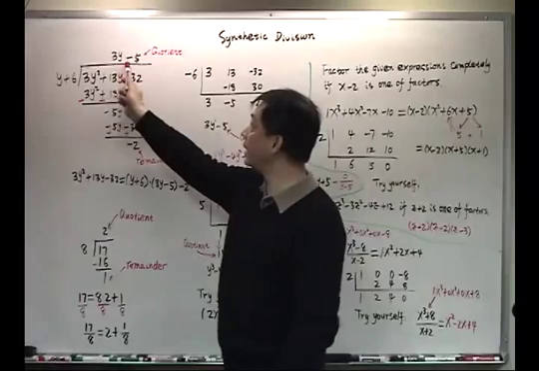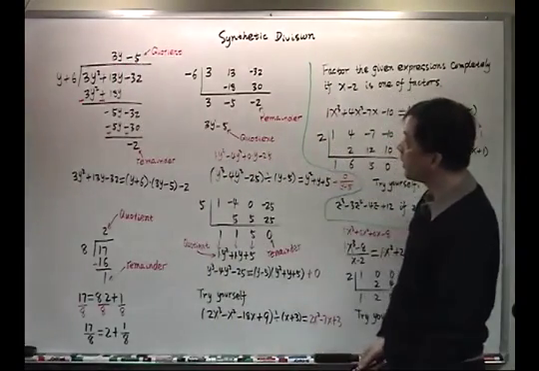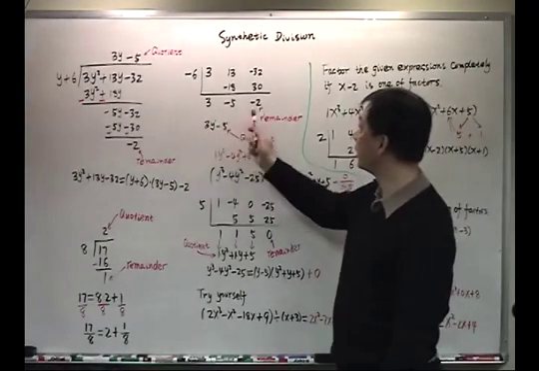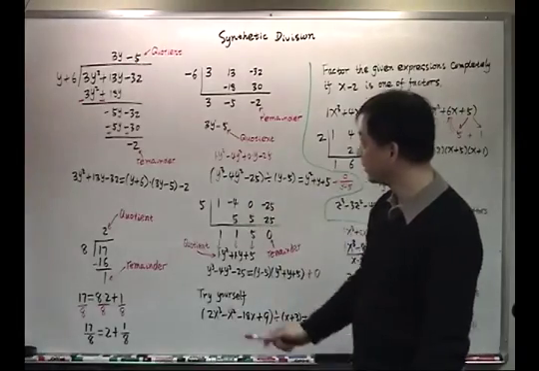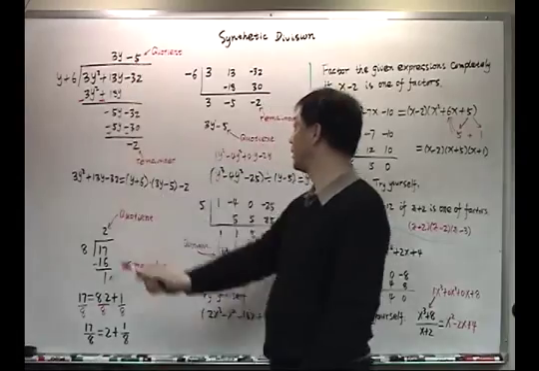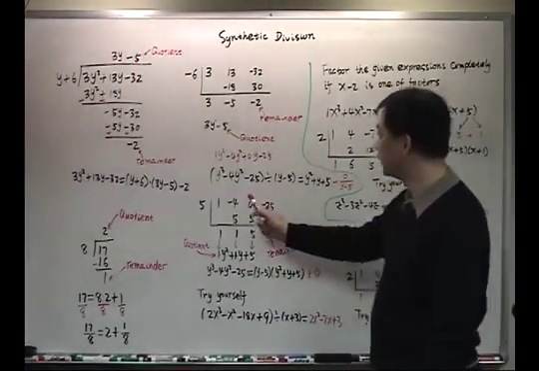minus 5 is the quotient. So this way is much easier. Now you have the quotient, you have the remainder. Okay, remainder negative 2, quotient, they are the same. Let's look at the following division.